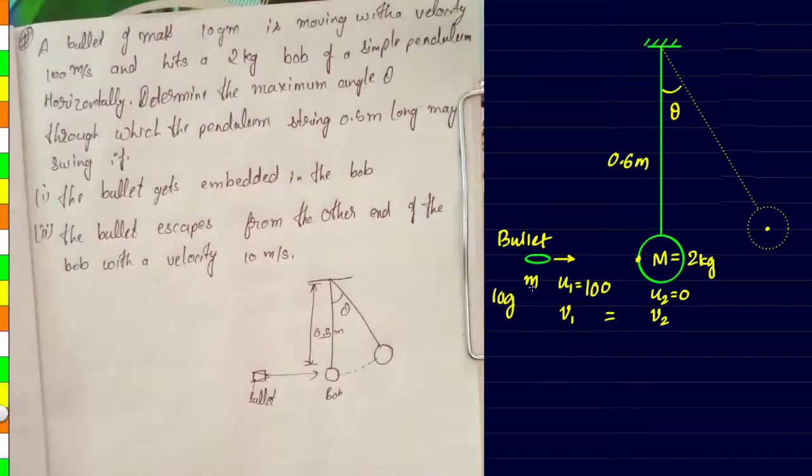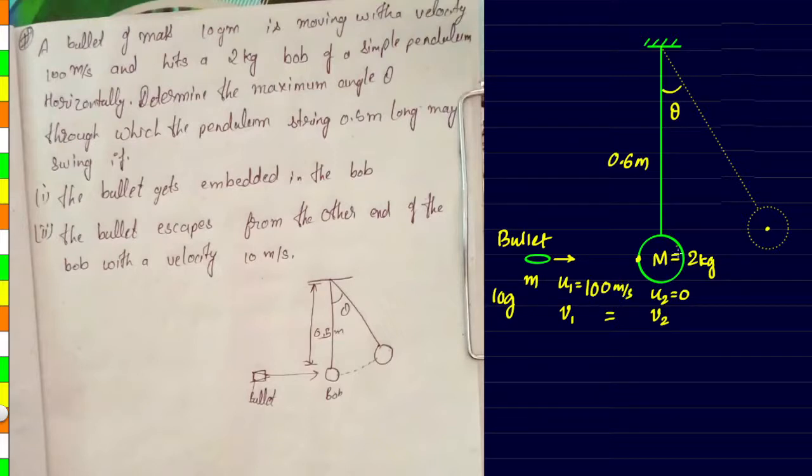Namaste everyone. In this video, we'll solve a problem here. The problem consists of a pendulum which is resting in this position. And at the end of this pendulum, we have a bob of mass 2 kgs. We are hitting this bob, which is stationary initially, with a bullet which is moving at 100 meters per second.